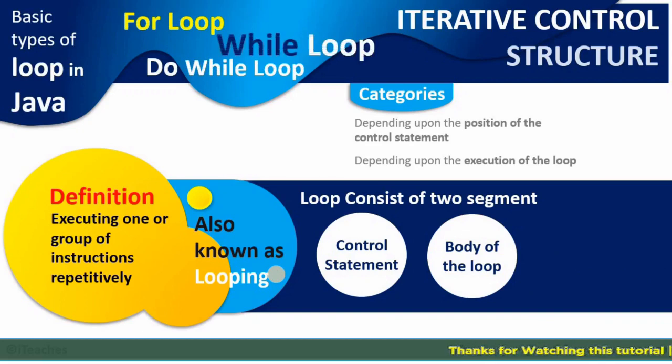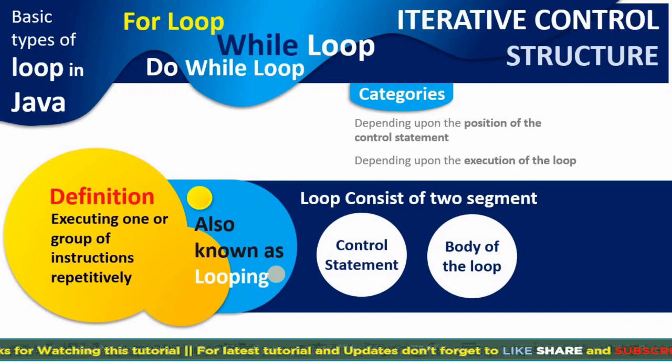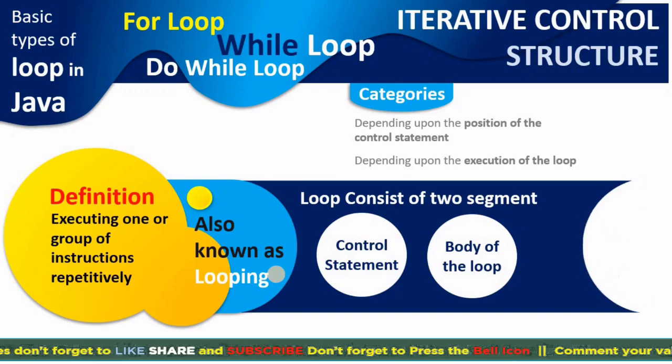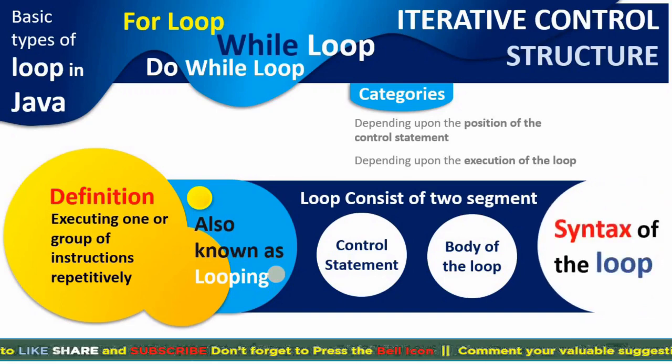Basically, we will move on to the types of loops now. What are the types of loops? You can see it in Java. I'm talking about Java here as one example, but in all other programming languages also, you will get similar kinds of loops: the for loop, while loop, and do while loop. Now, let's move on to the syntax of the loop.